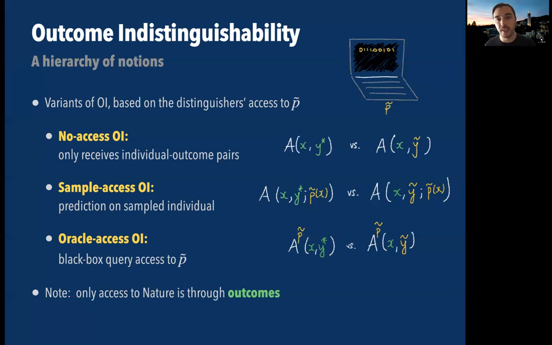Good. And again, I emphasize that the only access to nature is through outcomes. And so in the paper, we explore a few other variants that aren't on this slide and discuss their various properties and argue formally why this outcome indistinguishability makes sense over some of these other variants you might consider.